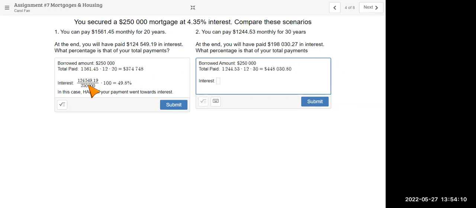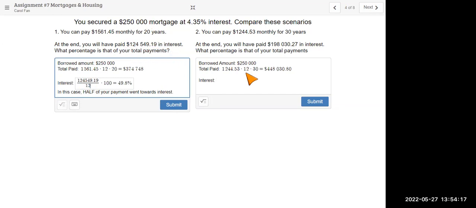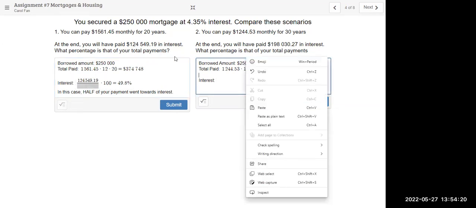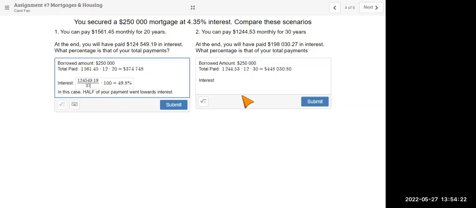Okay, so how much of my payments were interest? Sorry, you know what? I made a mistake here. The whole thing is not this. The whole thing is the amount that I had here, 374,748. Okay, apologies. So this one makes more sense. 33.2% went towards interest.